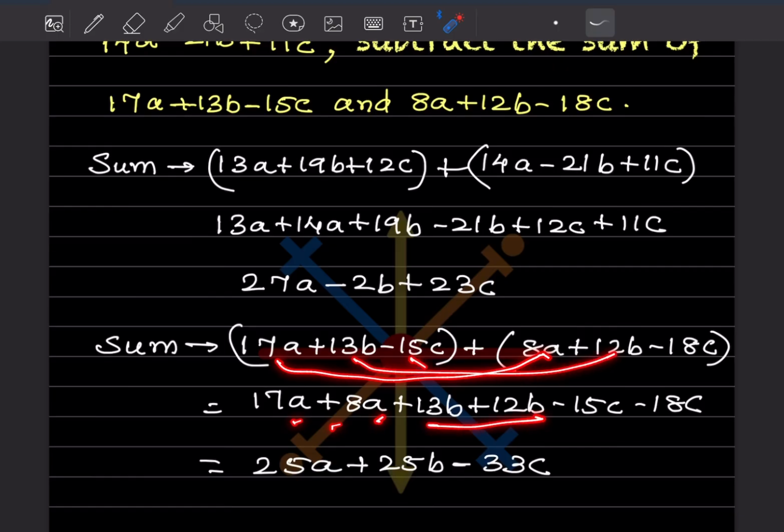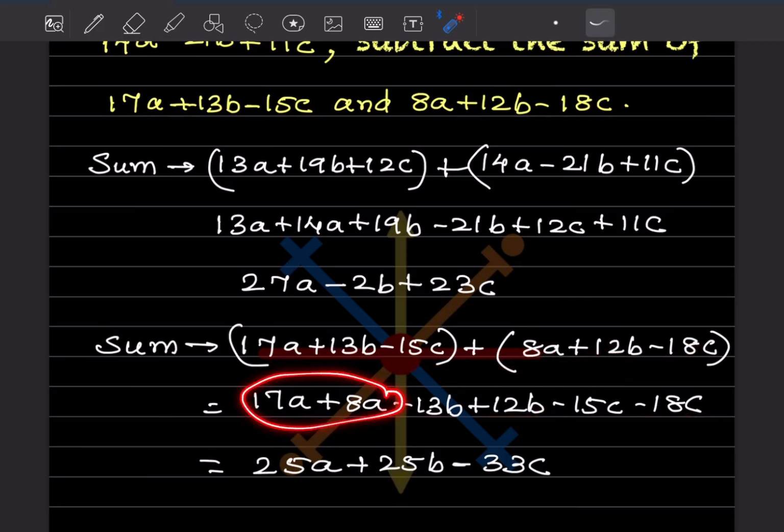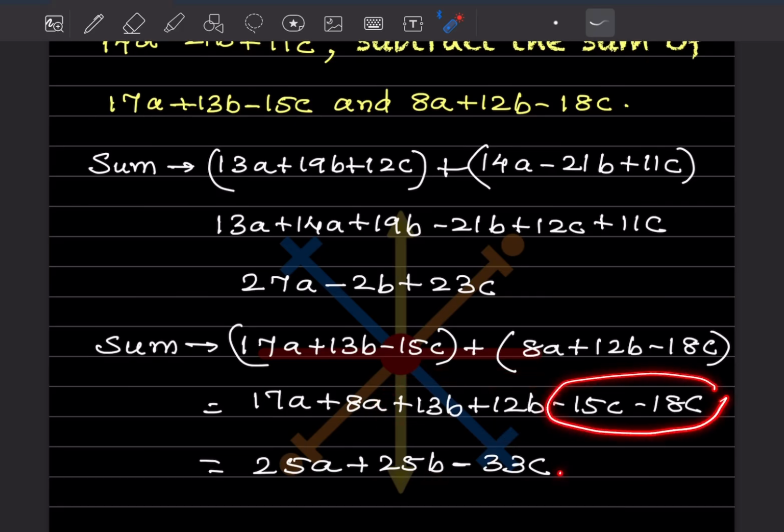This will be here. Minus 15c minus 18c. That will be here. So this is going to be 25a. This will be 25b. And this is going to be minus 33c. So now this we have taken the sum separately.